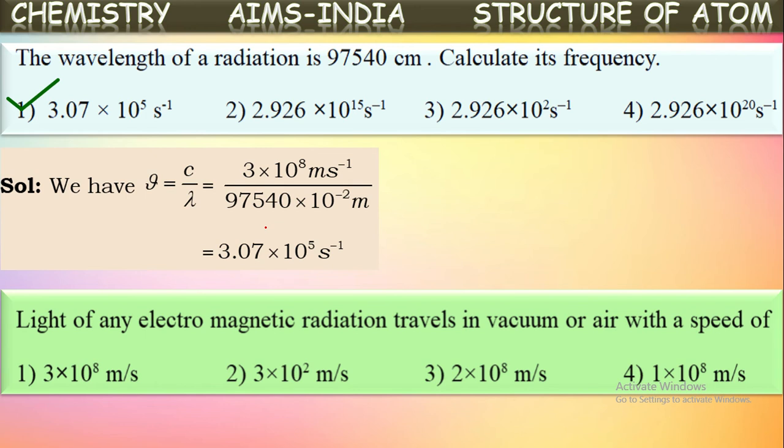See once in the first option. All the electromagnetic radiations will travel with the same speed. That is equal to 3 into 10 to the power of 8 meters per second. Okay, next.